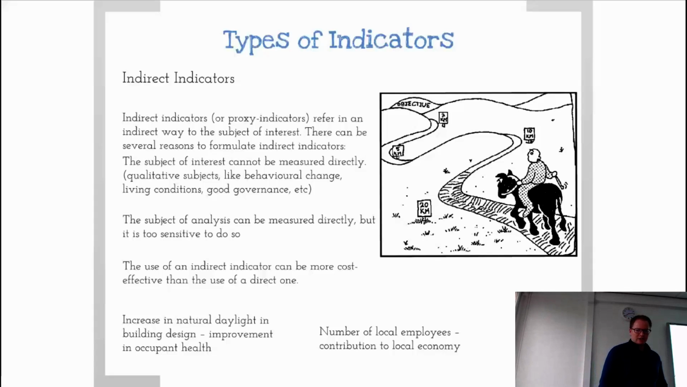An increase in natural daylight, so this could be an increase in natural daylight in the building design, improvement in occupational health actually. Or number of local employees, contribution to the local economy. This could be another indicator, but those were two examples from two papers, really.